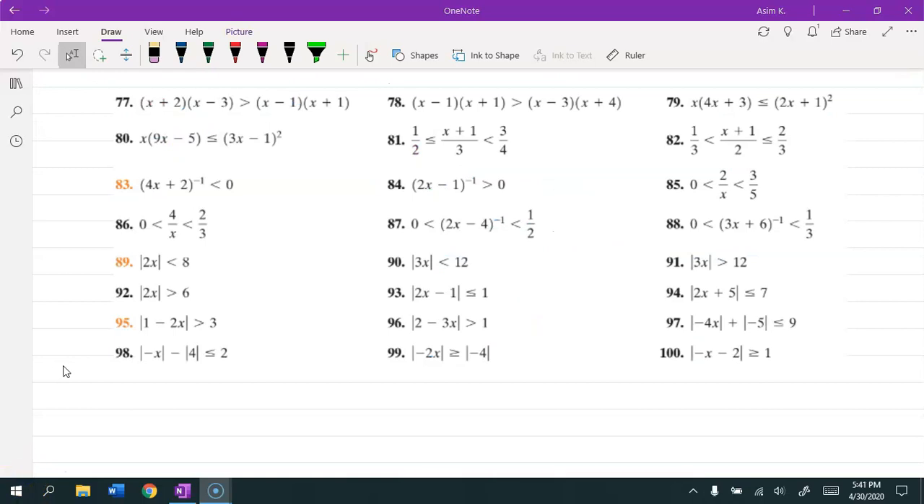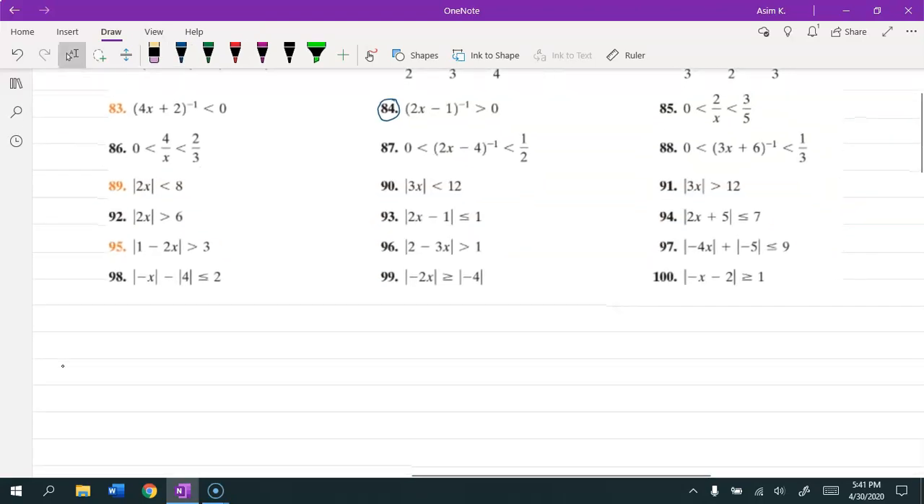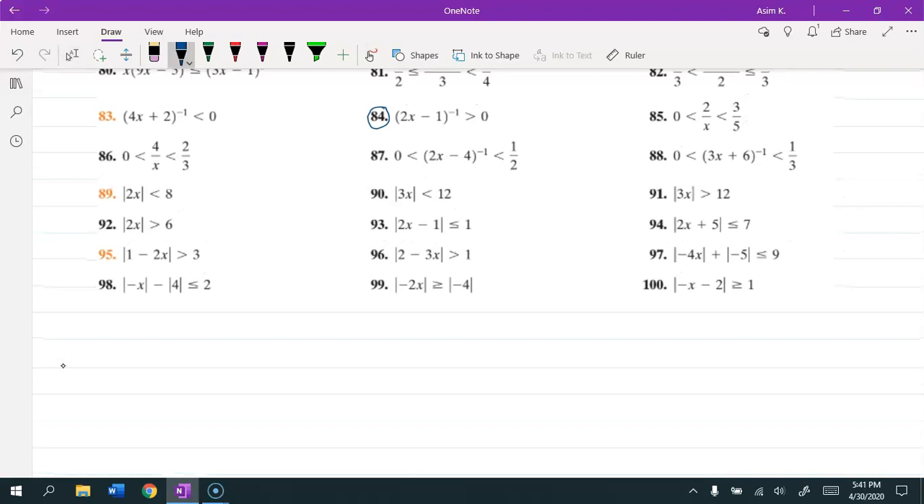Now number 84 is a very odd question, and this has confused a lot of my students in the past, so let me slow down a little bit for number 84. Number 84 says that 2x minus 1 to the power of negative 1 is greater than 0. So for this, you need to know a little bit about fractions and how they work.